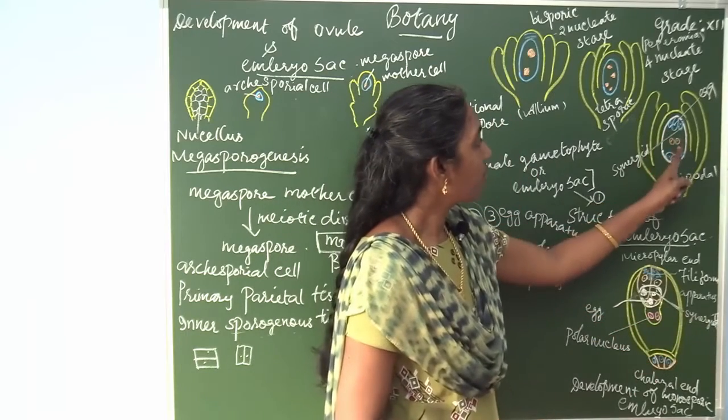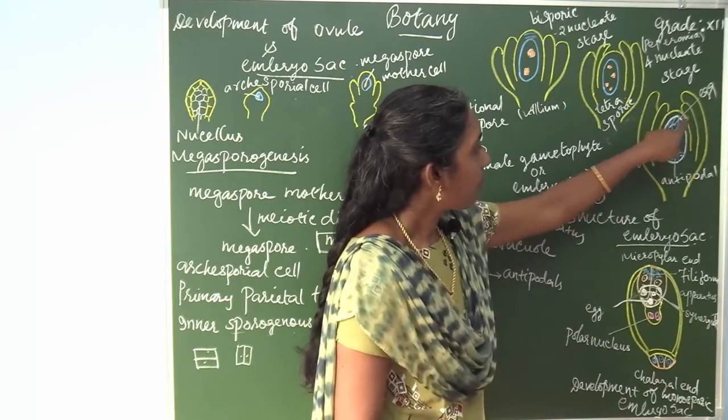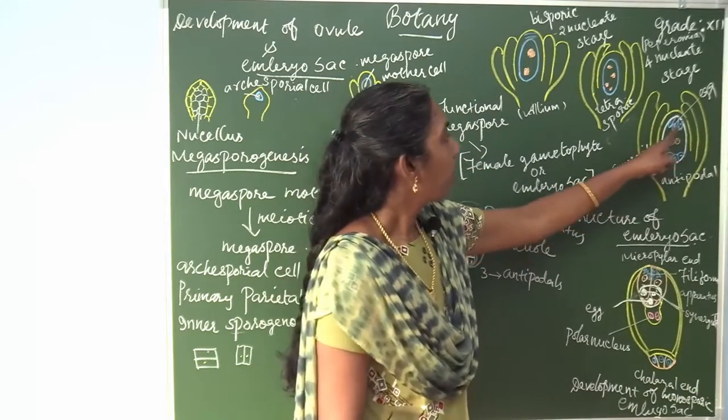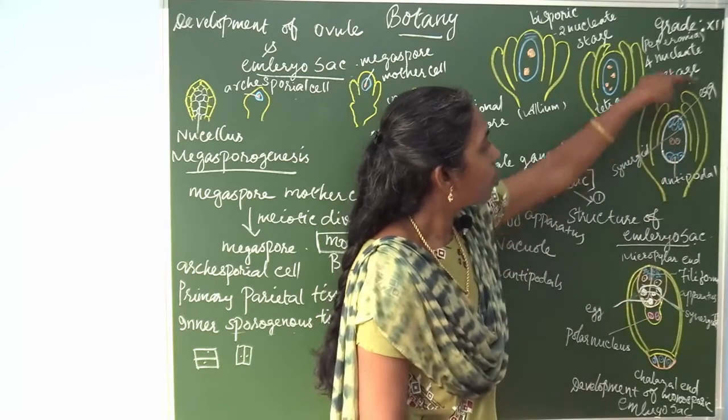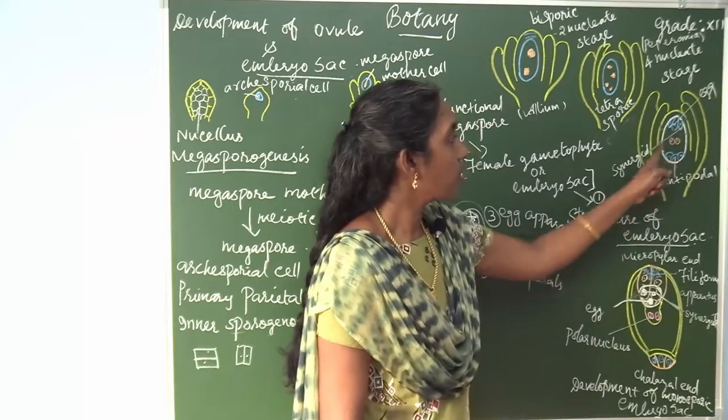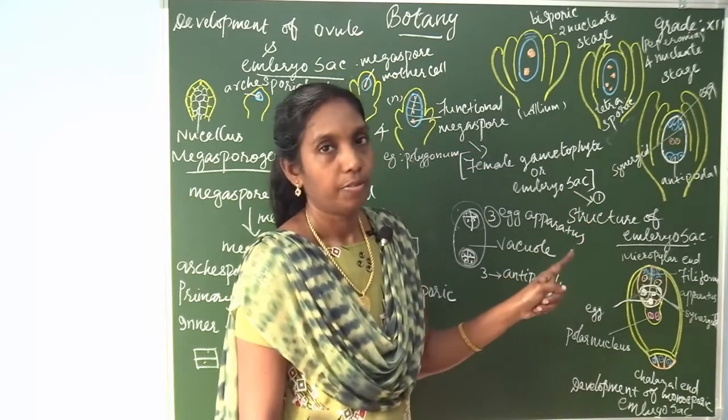In this diagram also you can see it clearly. This is the micropylar region. Here three cells form the egg apparatus. The center one becomes the egg, and the two cells at the side are called synergids.